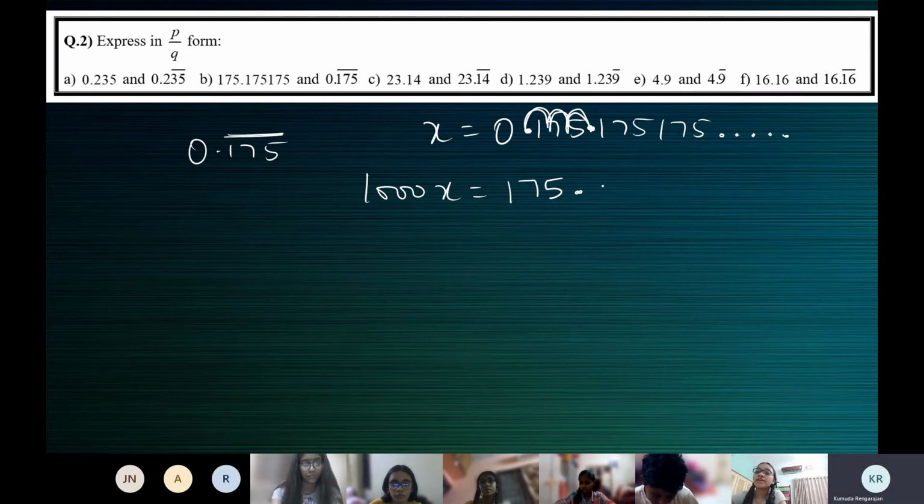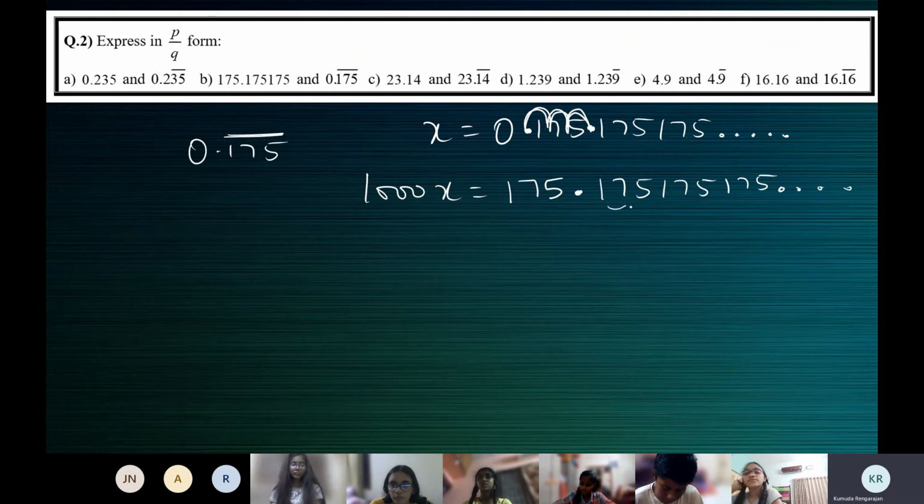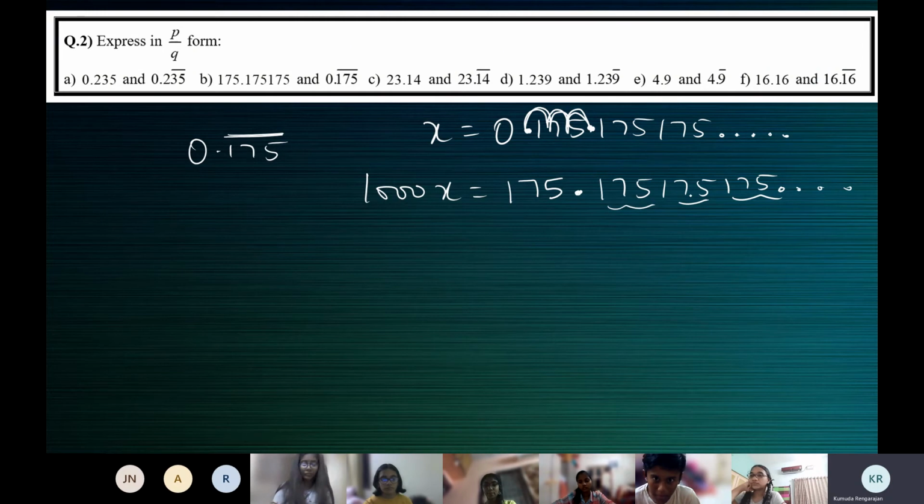How many times should I write 175 here? Ma'am, it's a non-terminating repeating decimal, so it keeps going on. Yeah, so it's my choice whether I write it 2 times or 3 times. Don't get scared there, children. Don't ask yourself how many times I should write 175. You write it 3 times, 4 times, fine.